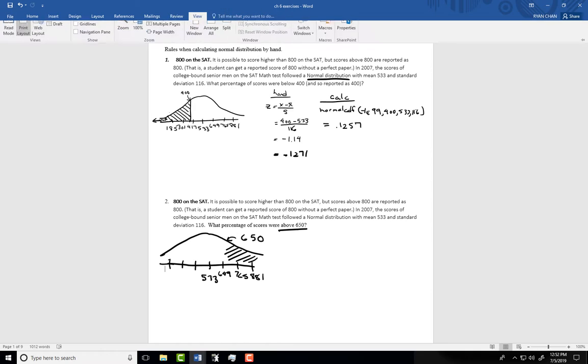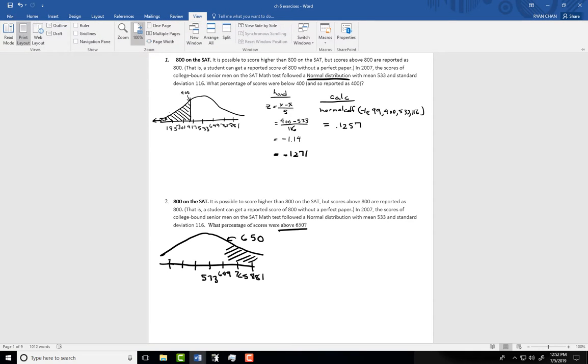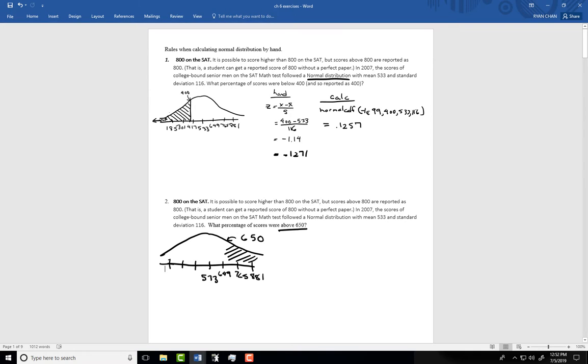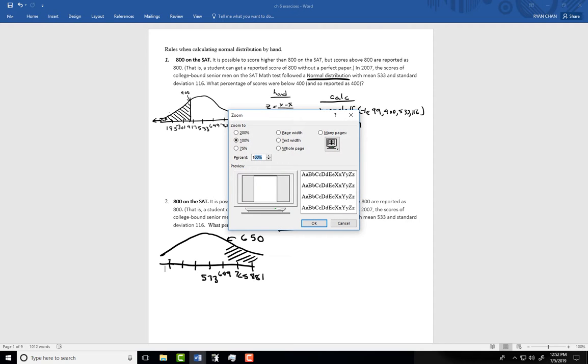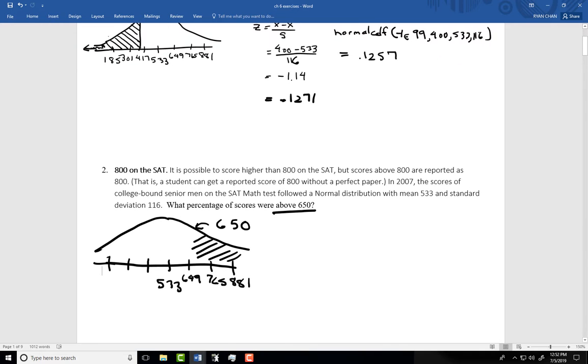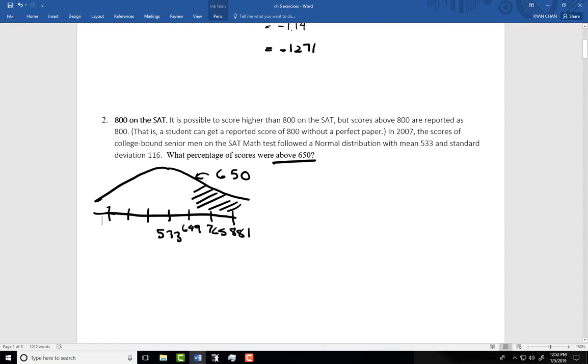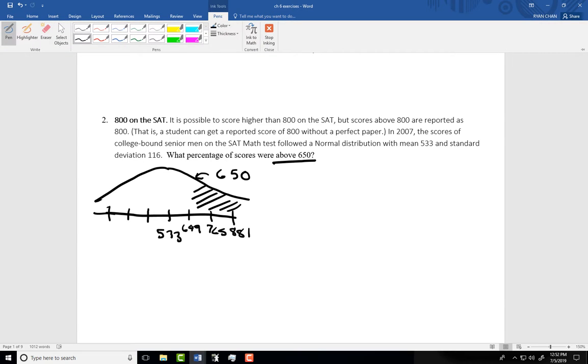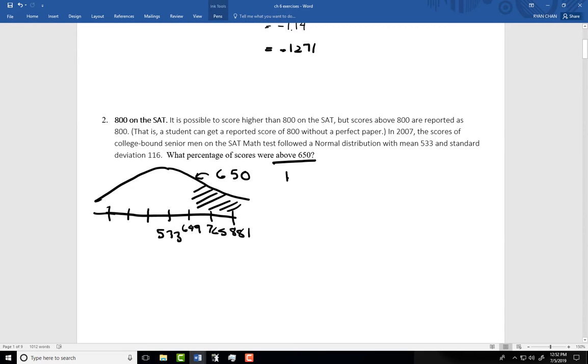Let me zoom back in. Okay. So let's talk about this right here. We're still going to use our Z. If you're doing it by hand, you're still going to use your Z score, which is Z is equal to X minus X bar over S.